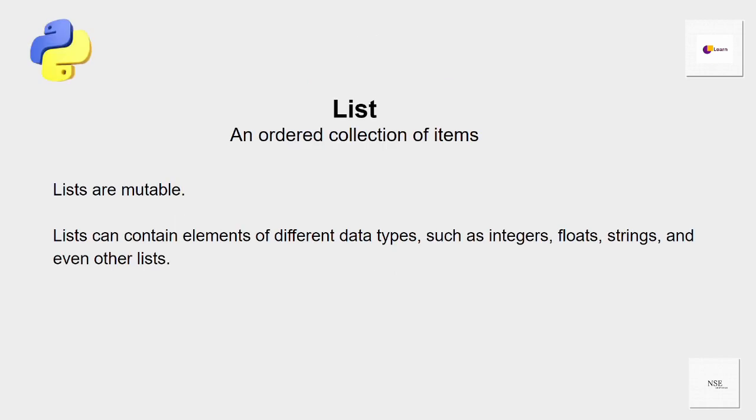Today we are going to talk about lists in Python. A list represents an ordered collection of items. It is one of the commonly used data types in Python.